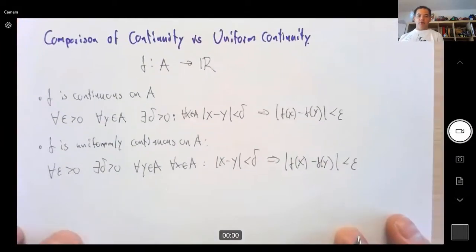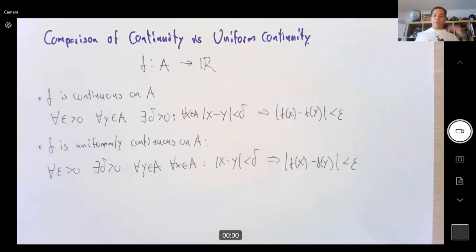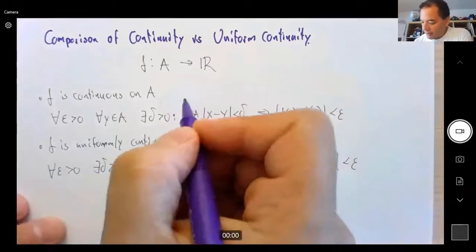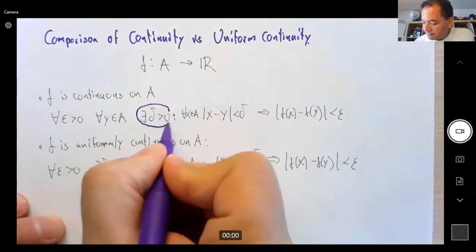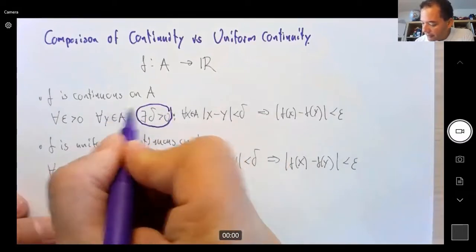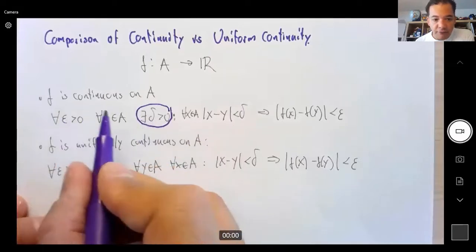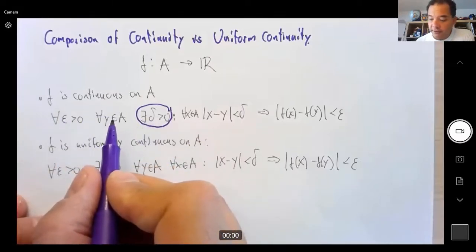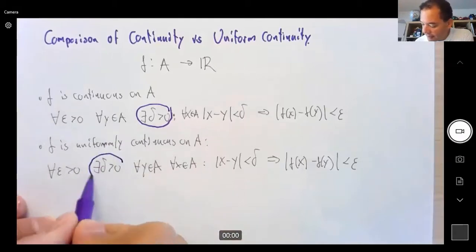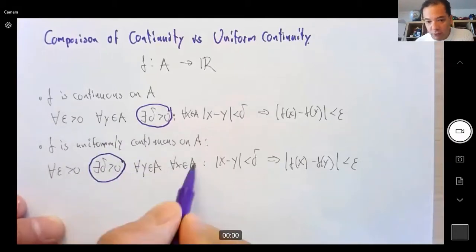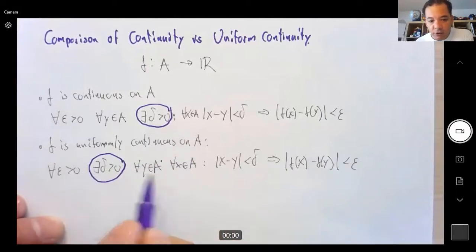All right, so let's put them side by side or up and down so you can see it. So what is really the difference here? It's a very, very subtle one, right? And here is the difference. Here, this delta comes after the y. So this delta may depend on epsilon and on y, right? Whereas over here, this delta comes before these two quantifiers. So this delta works for every x and y.